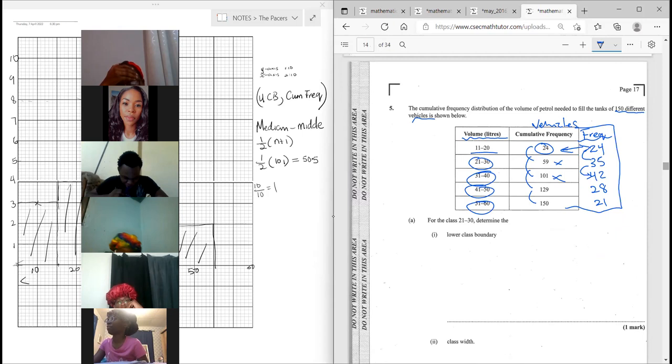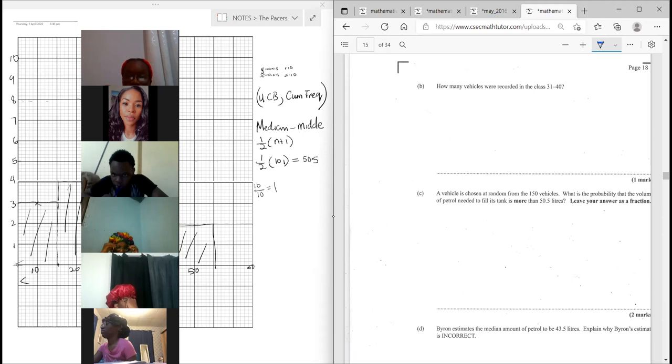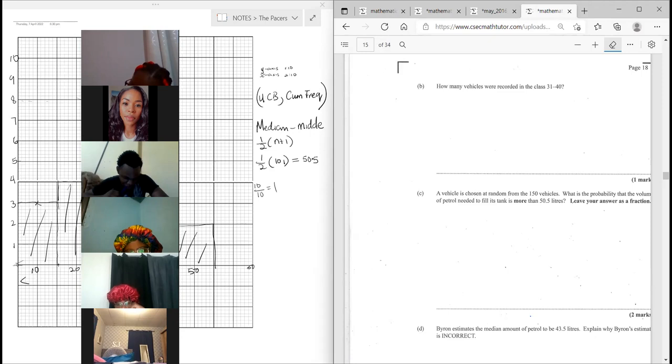And a vehicle is chosen at random. What are they going to ask you about? Probability. What is the probability that the volume of petrol needed to fill its tank is more than 50.5? I think just volume is missed. Right. So how to work out that? More than 50.5. So what do we do?